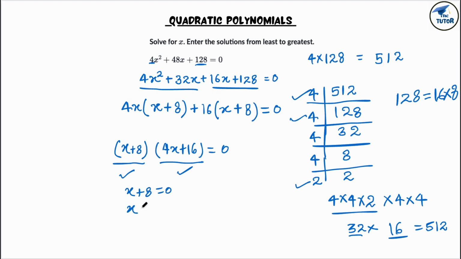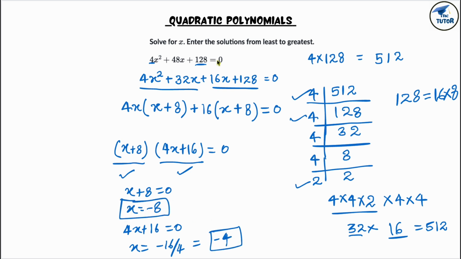From here you'll get x is equal to negative 8. Put 4x plus 16 equal to 0. From here you'll get x is equal to negative 16 divided by 4, that will be negative 4. So these are the two values you have obtained, where the least one is negative 8 and the greatest one is negative 4.